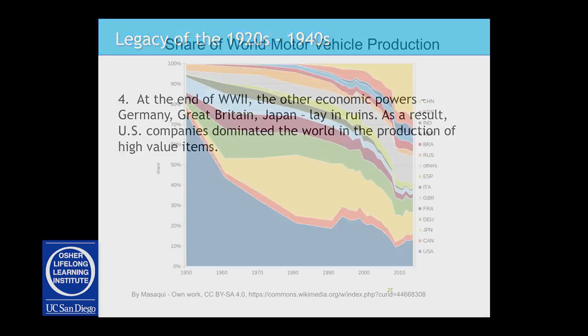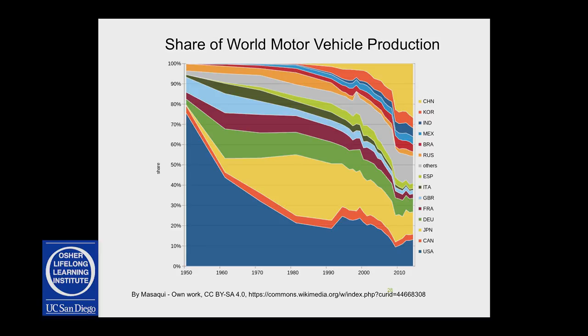Let me show you a graph. This is the share of world motor vehicle production. All right, so all motor vehicles produced in the world. That graph starts in 1950 and ends sometime in about 2012. The big blue area is the U.S. So in 1950, the U.S. produced 75% of all cars produced in the world.